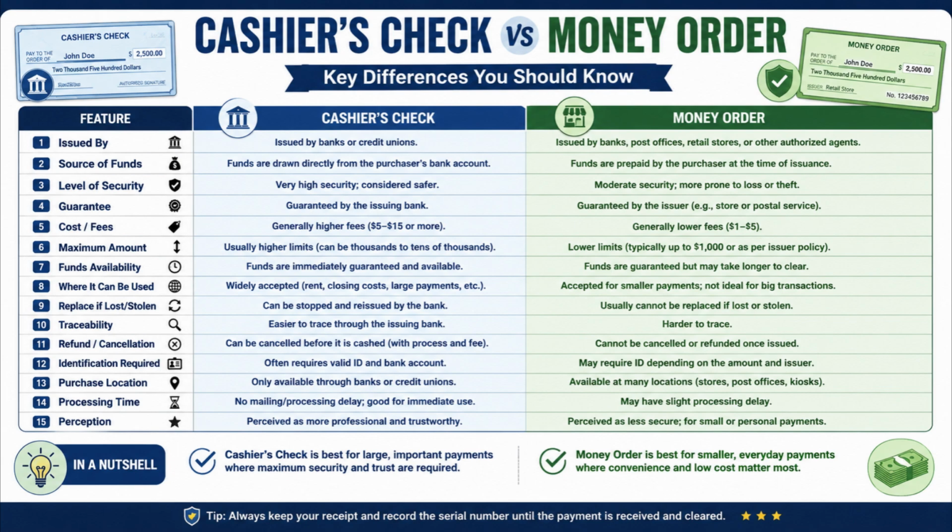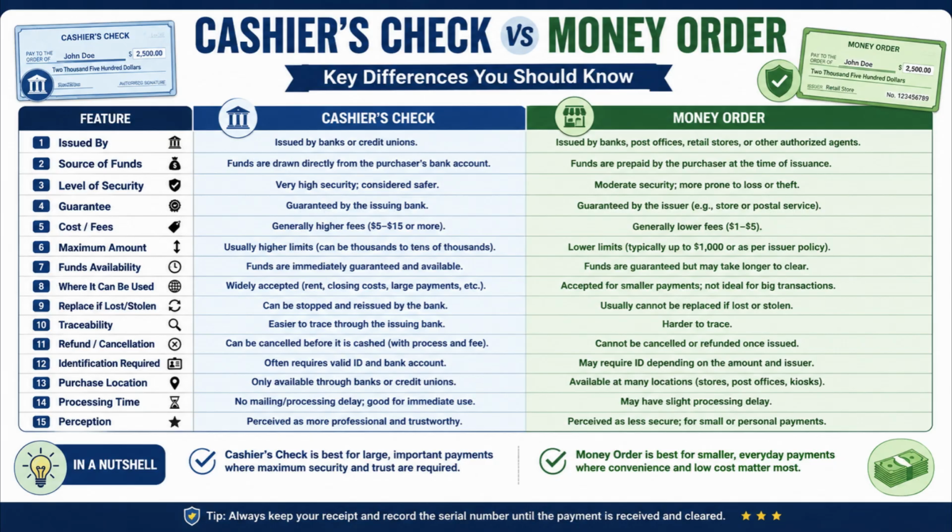Number 12. A cashier's check often requires a valid ID and bank account, whereas a money order may require identification depending on the issuer and amount. Number 13. A cashier's check is only available through banks and credit unions, whereas a money order can be purchased from many convenient locations such as post offices and retail stores.